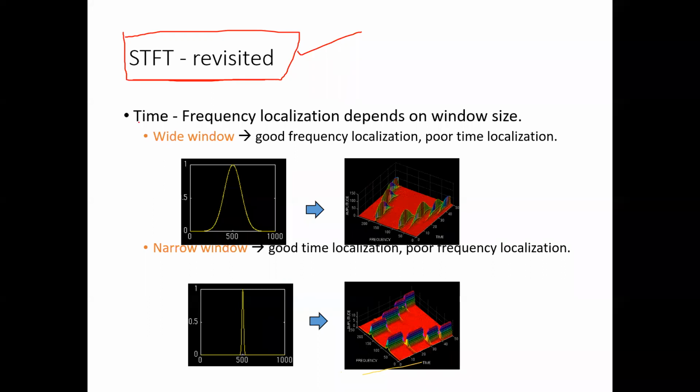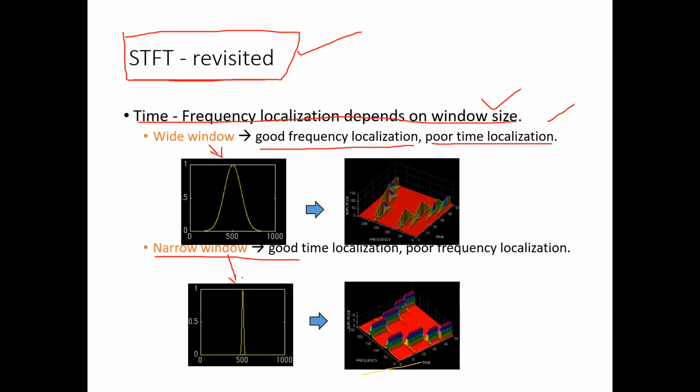In short time Fourier transform, the time frequency localization depends on the size of the window. You may observe this is the narrow window, and this is a wide window. In the wide window, good frequency localization is possible, but as far as time is concerned, as we are getting good frequency localization, we will get poor time localization.